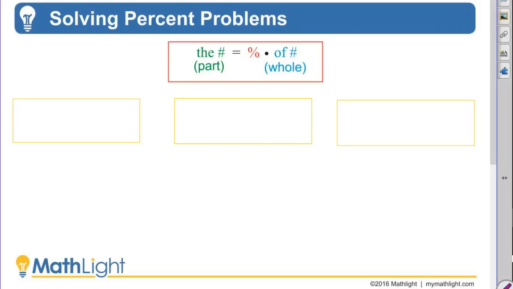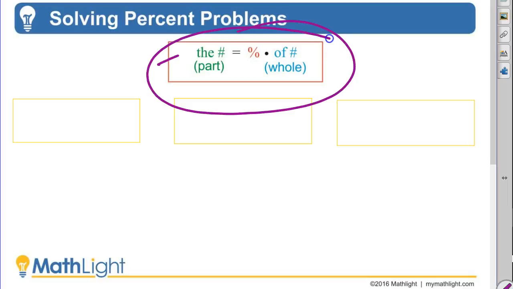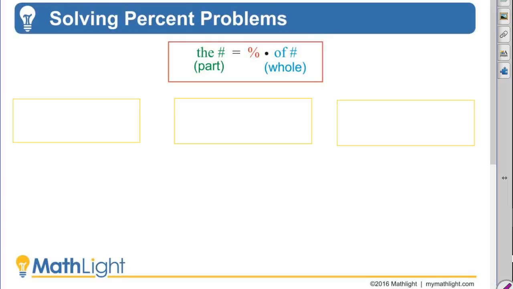What are we doing? Solving percent problems. And remember, this is the key: you've got to know the formula. One I've been using for years: the number equals the percent times the of number. You might say, what's an of number? Well, it's in so many problems and you'll see it. Again, that means the same as the part equals the percent times the whole. You've got to know that, and that's going to get you going. So let's take a look at some problems.